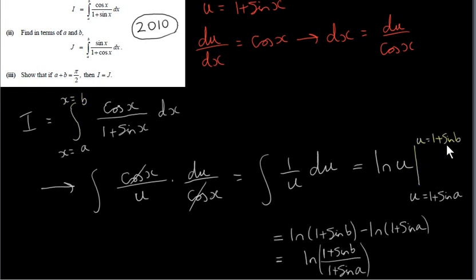First of all, I will change the limits. The lower limit here corresponds to this lower limit here, x equals a. So to find the lower limit for the integral of 1 over u with respect to u, we let x equals a in our substitution. So if x equals a, what do we get? We get u equals 1 plus sine of a.